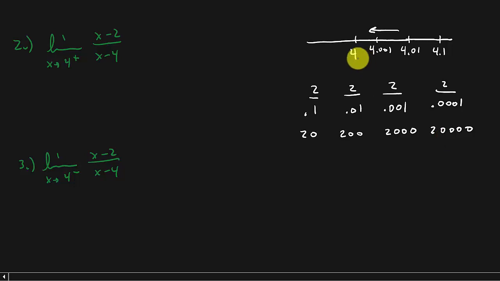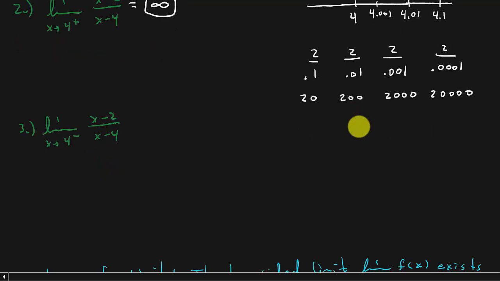The closer we get to 4 from the right-hand side, the fraction is just getting larger and larger and larger, because the numerator's pretty much staying a constant number. It's pretty much right there at 2, but that denominator's getting smaller and smaller and smaller, so that's making the whole fraction larger and larger. So as I'm getting closer and closer to 4 from the right-hand side, the whole fraction is going to infinity. Okay?